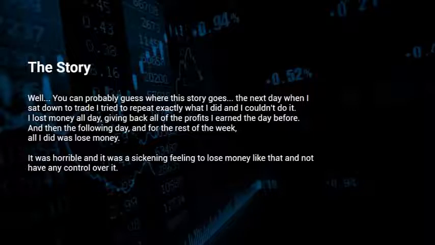It was horrible. It was sickening. It was the worst feeling to lose money like that and not have any control over it. I withdrew. I shut down. I didn't want to talk about it. Prior to that, I was pretty excited. I was telling family and friends that I was going to do this and I was ready and I could handle it. And I was ready to go. And when people would ask me about it and how things were going for me, I didn't want to talk about it. It was horrible.